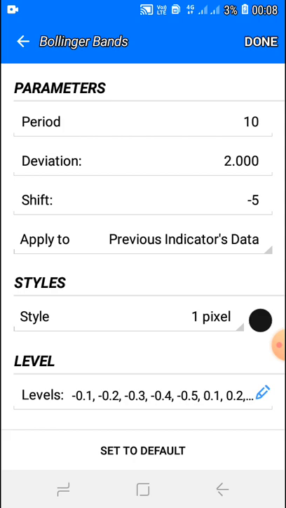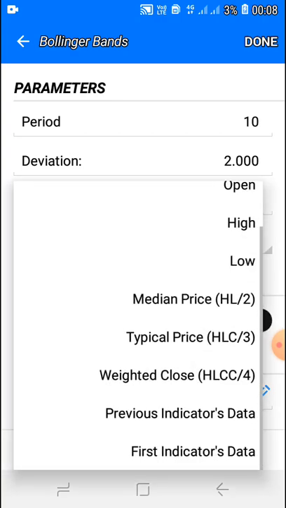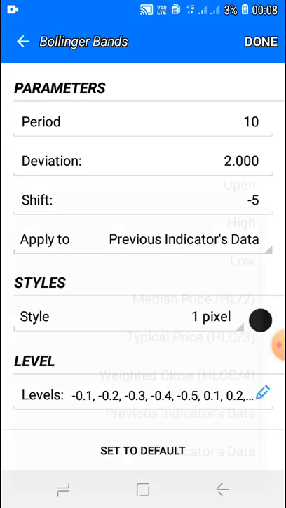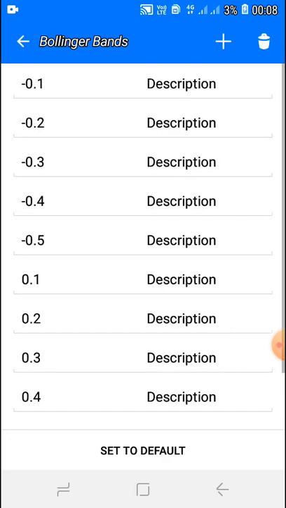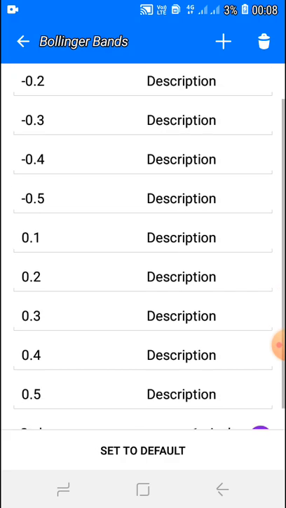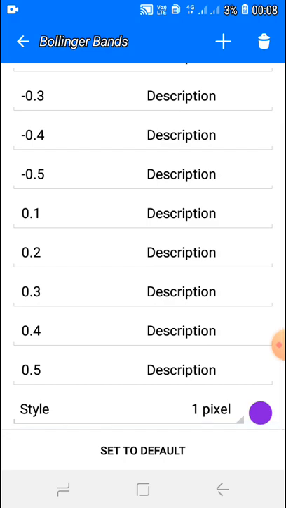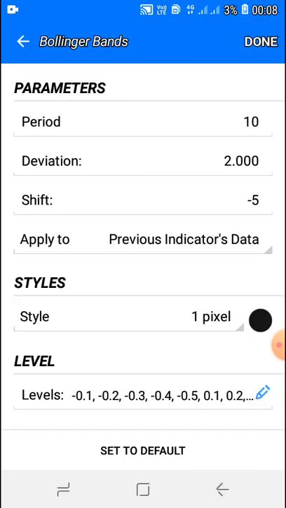Period 10, deviation 2.000, shift -5, apply to previous indicators data, right? You guys can see over here, you can click on this. Styles: 1 pixel black. Make sure that your levels are like this: -0.1, -0.2, -0.3, -0.4, -0.5, 0.1, 0.2, 0.3, 0.4, 0.5, okay? And 1 pixel purple. Once you have that, you click done.